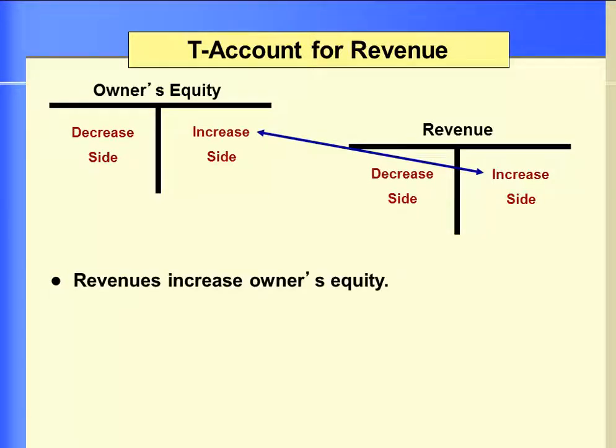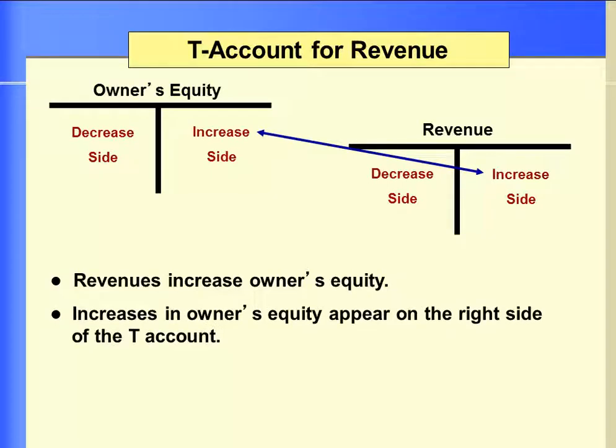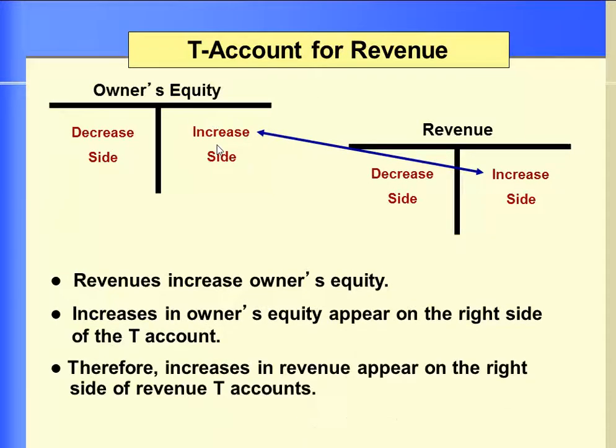Revenues increase equity. Increases in owner's equity appear on the right side of the T account. Good illustrations here. Therefore, increases in revenue appear on the right side of the revenue T accounts. And we'll see in subsequent chapters that revenue and expenses are called temporary accounts. They get closed out to the equity account whenever you prepare financial statements. That could be monthly, quarterly, yearly.